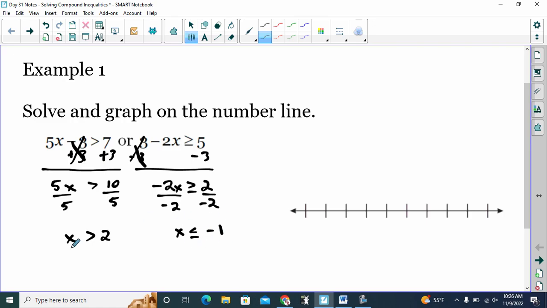And don't just circle this and circle this, because an or statement and an and statement are different things. So if there was an or in the problem, there should be an or in our answer. Our answer is x is greater than 2, or x is less than or equal to negative 1.